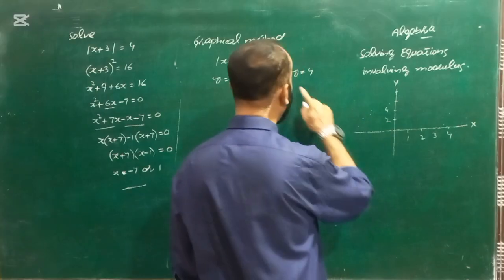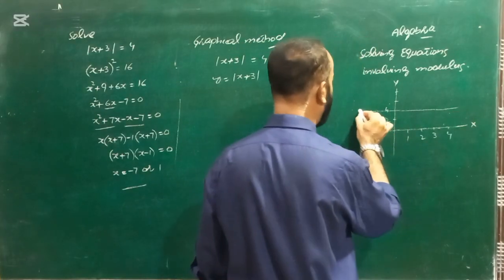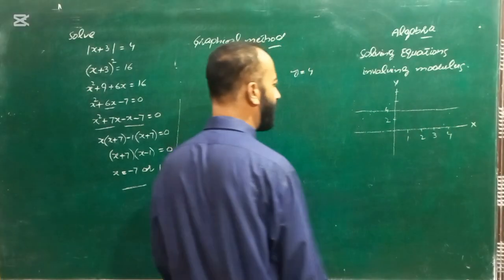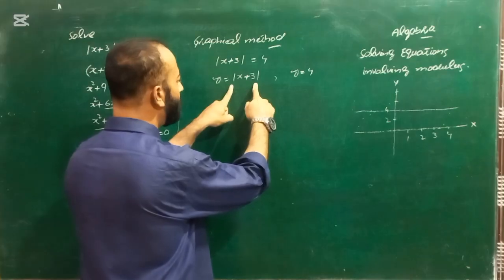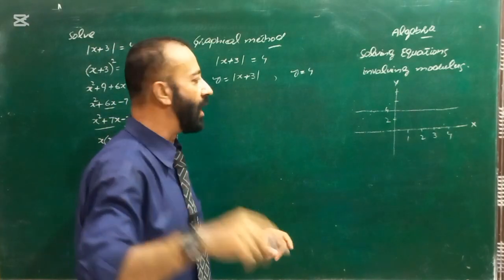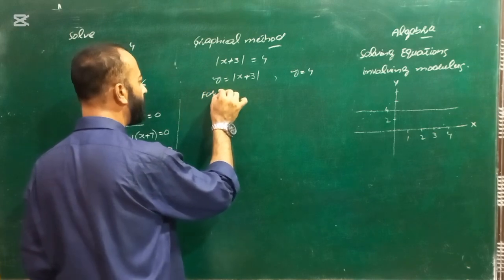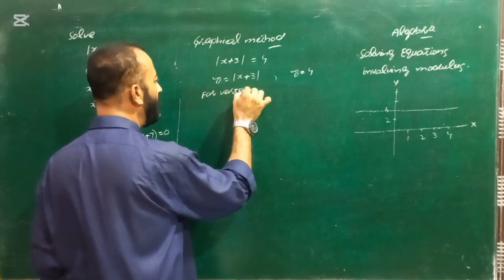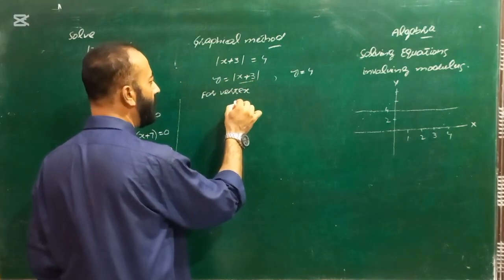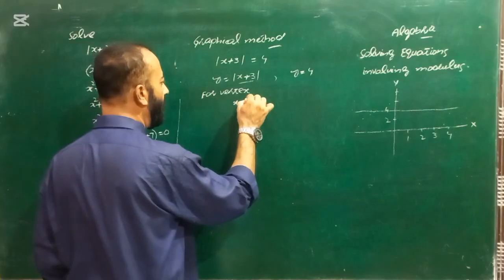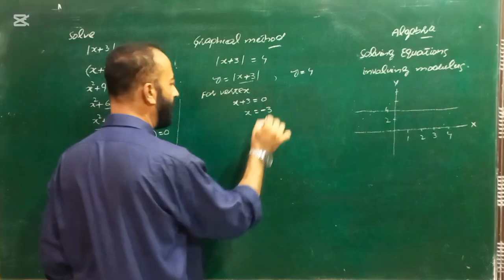So look now, y is equal to 4. So y = 4 will be a straight line that is parallel to the x-axis. Okay, now because modulus is given here, it will be a V-shaped graph. And for taking the vertex, we will take the expression inside the modulus equal to 0. So x plus 3 equals 0. From here, x will be equal to minus 3.